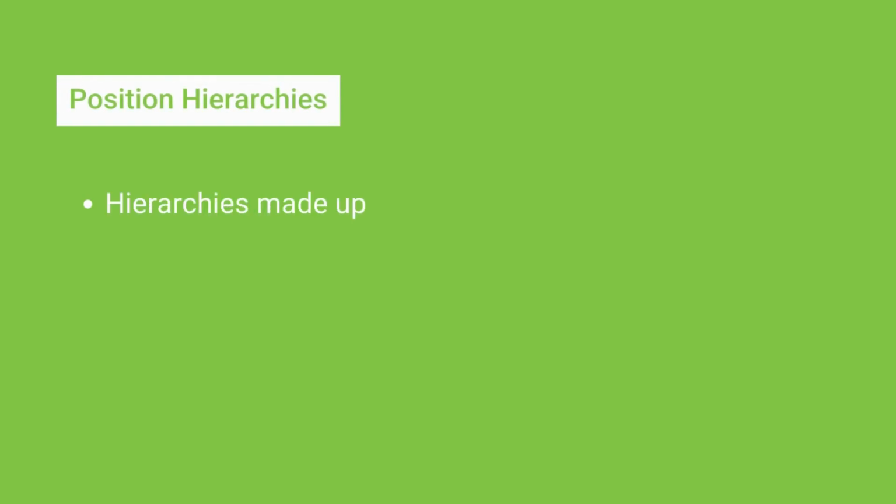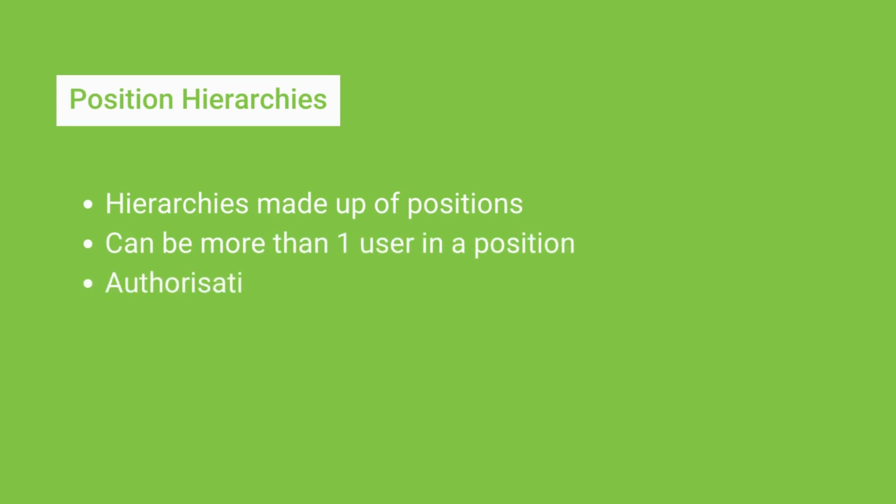Position hierarchies. Position hierarchies are normally set up in the administration module, and the hierarchies are made up of what we call positions. A position is part of the hierarchy, and you can put into that position more than one user, and normally a position determines the authorization limit for that position. For example, a position for £10,000, another position for £30,000, and a position for £50,000, and you can have numerous users in each position. That tells the system how much that person can authorize.